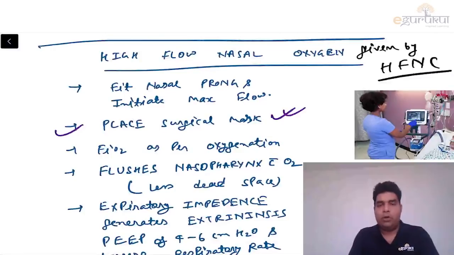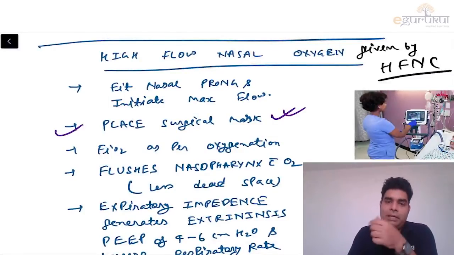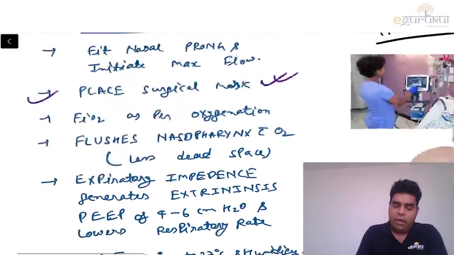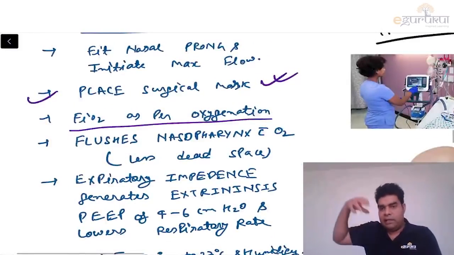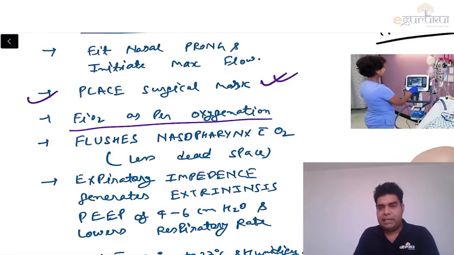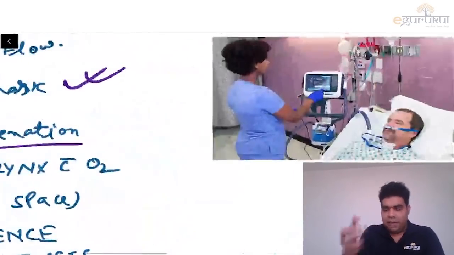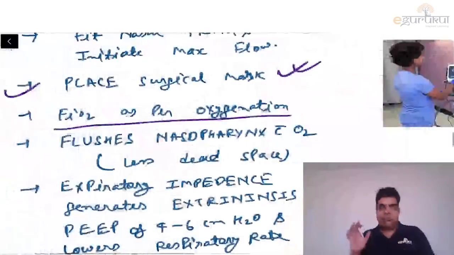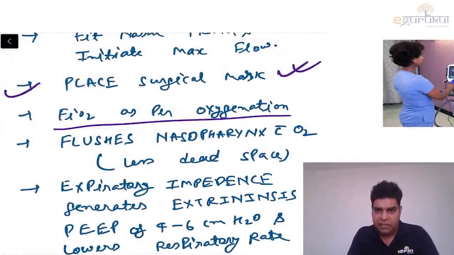Okay. And what we do, we fit the nasal prong and we initiate maximum flow. Now, FiO2 depends on oxygenation, because it is coming from the device. You can see the device. The healthcare worker or the nurse is setting the device, the oxygen flow. So as per oxygenation, FiO2 is fixed.